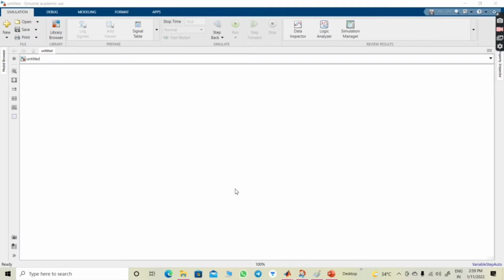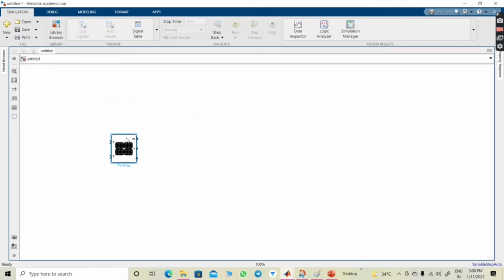Now to draw the circuit in MATLAB and simulate it, first we add all the required components to MATLAB. First, I am choosing the PVRI.